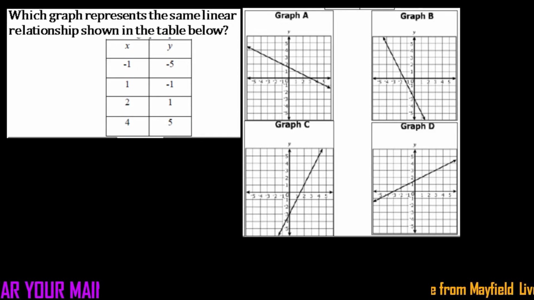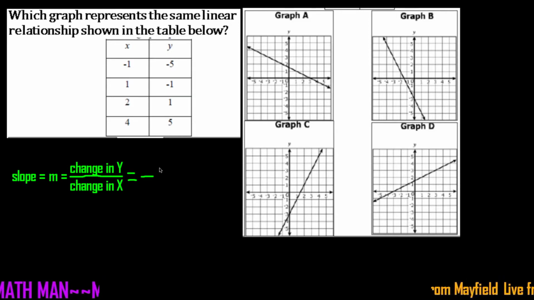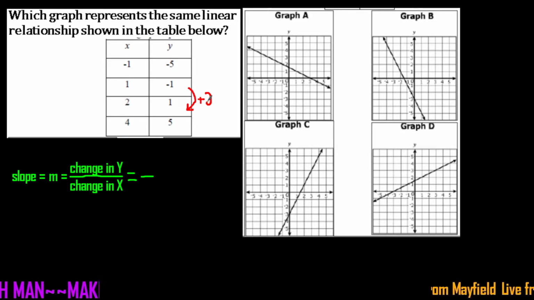So again, using the same idea from before, we have slope, which is m, is going to be the change in y over the change in x. So let's pick two ordered pairs and try to find that change in y. What I'm going to do is go from one point to the next. I'm going to say this change in y is plus 2, and then that means our change in x is going to be plus 1. So I have plus 1.